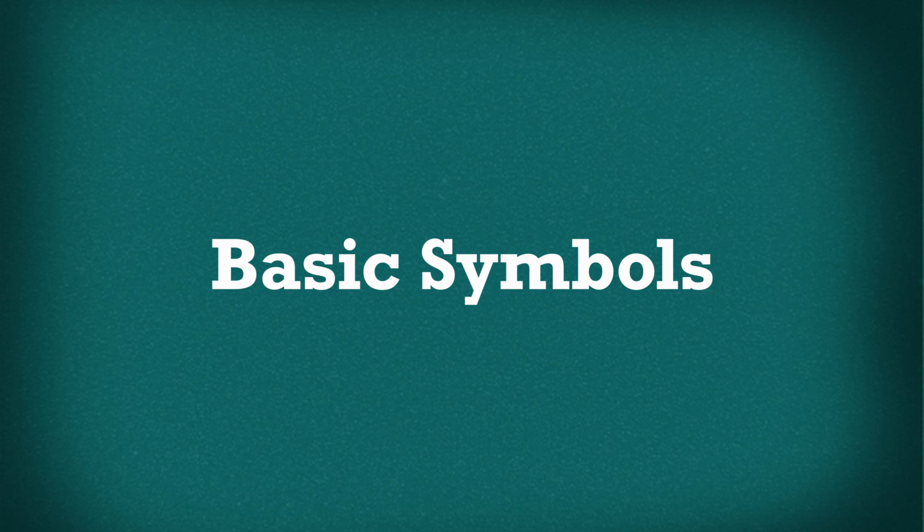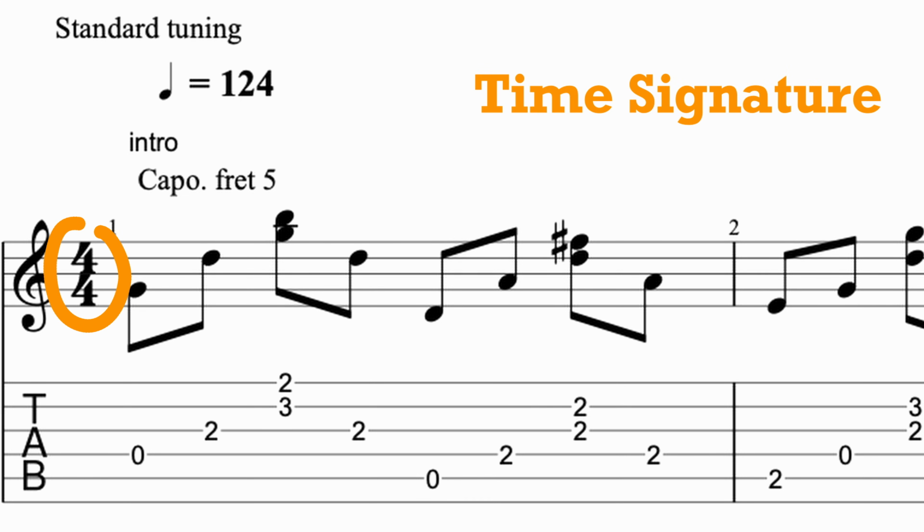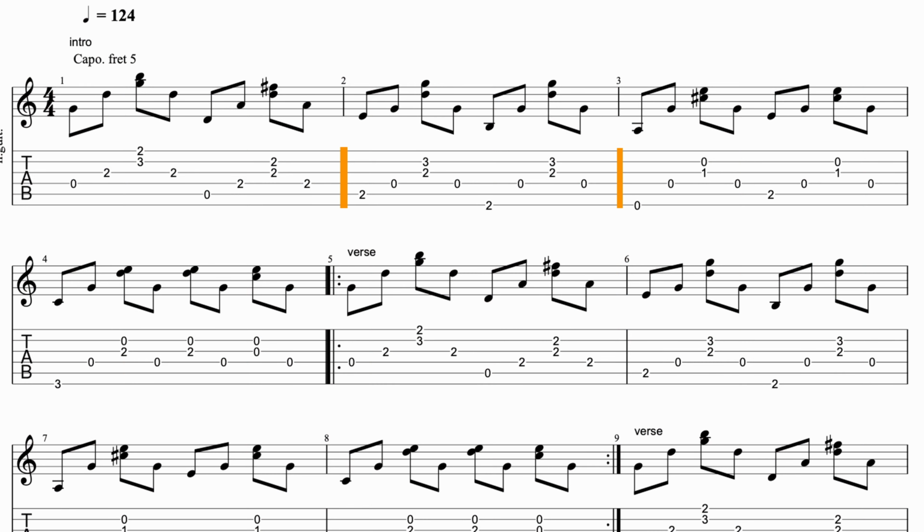Good basic symbols to know on tab are the BPM, which will usually be on the top left. That's beats per minute. That tells us the speed in a number form. The time signature, which will be 4/4 for 4 beats per bar, 3/4 for 3 beats per bar, etc. Bar lines, which divide the length into smaller sections, so they're more digestible and easier to read. And repeat marks. These tell us that we have to repeat a section.